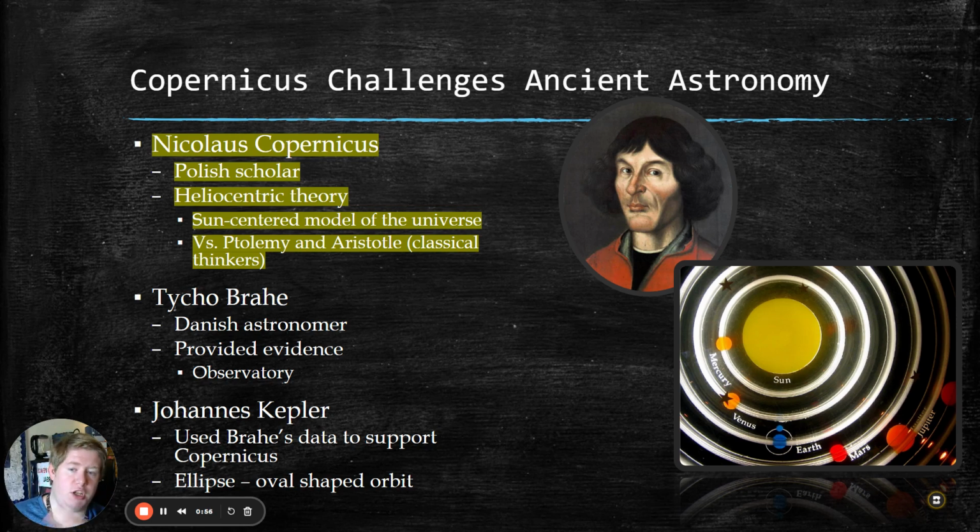You also have Tycho Brahe, a Danish astronomer who provided evidence and established one of the first observatories. And then you have Johannes Kepler, who used Brahe's data to support Copernicus. He also developed the idea of an ellipse, or an oval-shaped orbit. You'll actually read a lot more about Kepler later on after notes today.